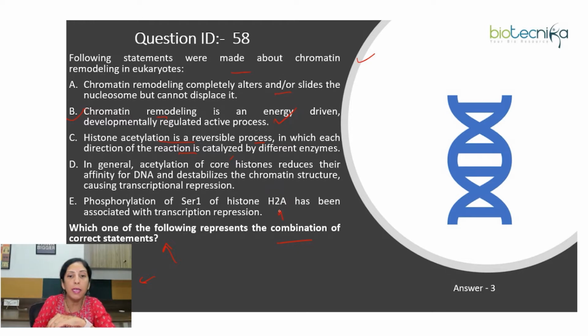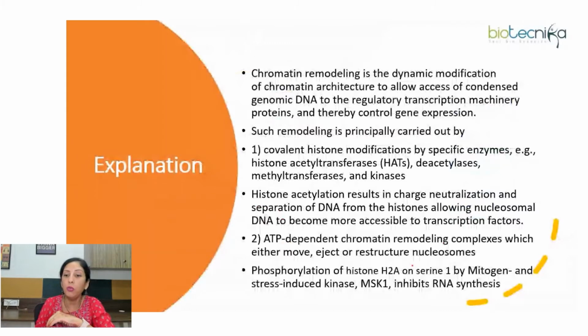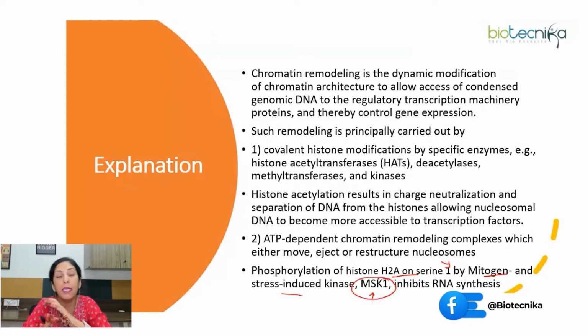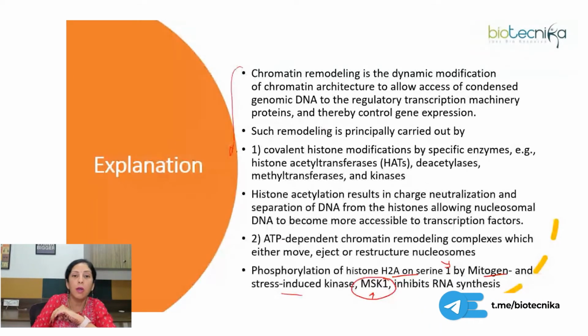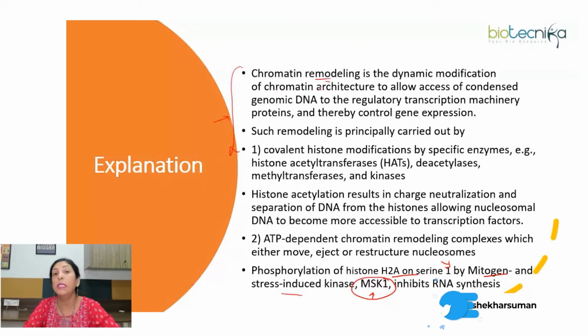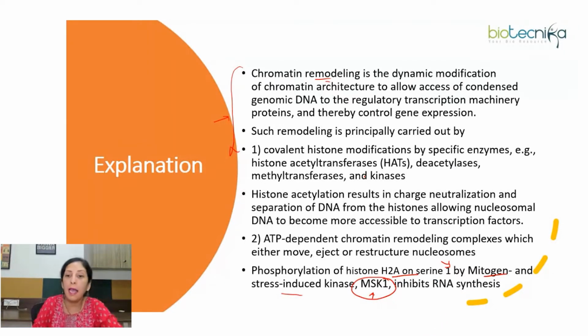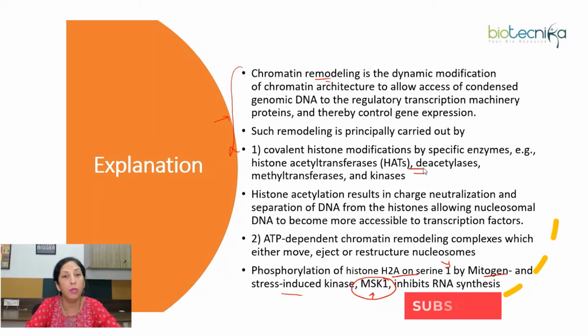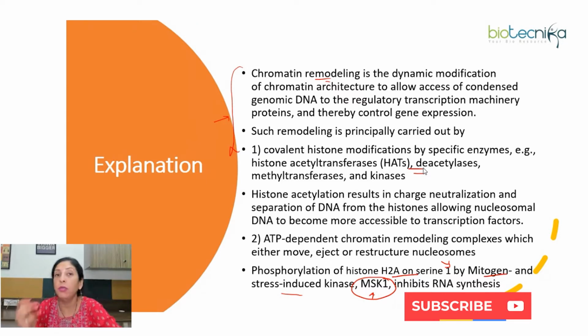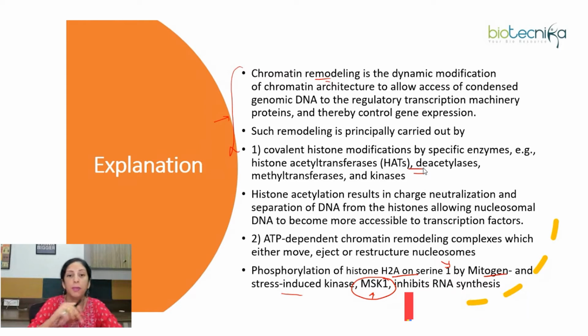Then next we have phosphorylation of serine 1 of histone H2A has been associated with transcription repression. So this is again correct. So here phosphorylation of histone H2A on serine 1 by mitogen and stress-induced kinase MSK1 is known to inhibit RNA synthesis. Okay, so as we have already discussed, chromatin remodeling is needed for the completion of the transcription in eukaryotes, right? So HAT activity and all, this is important so that the transcription can happen easily, so that the transcription machinery could get access to the sequences within the gene.